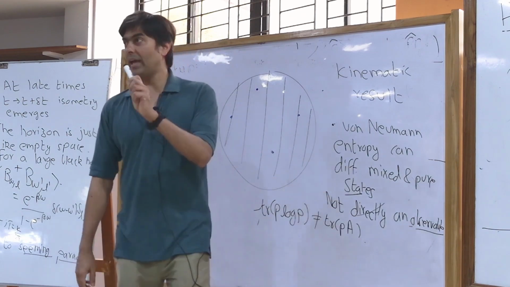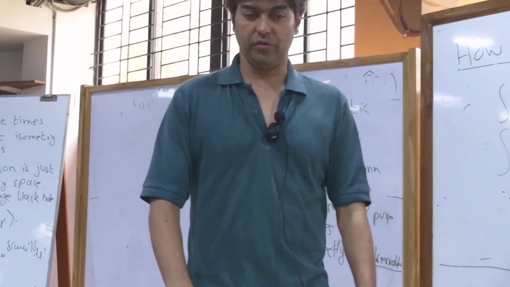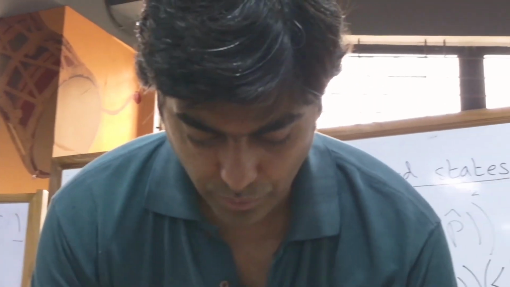So the von Neumann entropy is not directly an observable. So that's the second thing to not get confused about. Okay, so this is a point that I wanted to make.